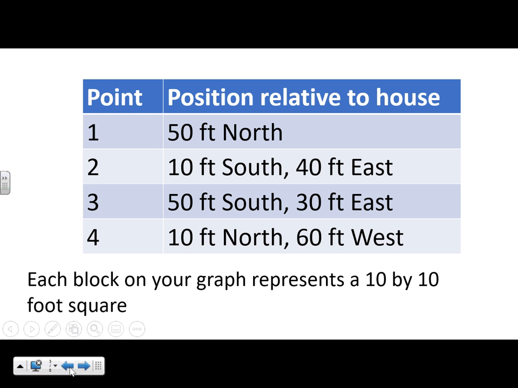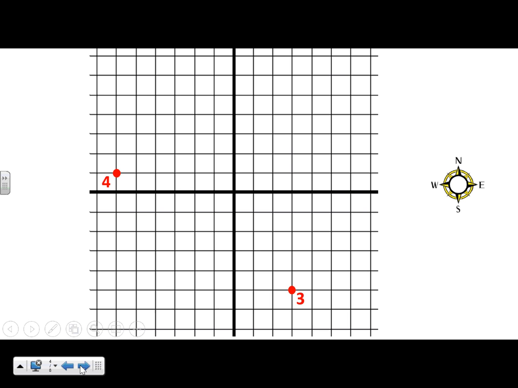So the first one says it's 50 foot north. Obviously 50 foot north, and I think on your paper it says from your house, but it's the same. It's from the origin. So 10, 20, 30, 40, 50 is right here. That's a really easy one. However, the next one's a little bit more difficult.